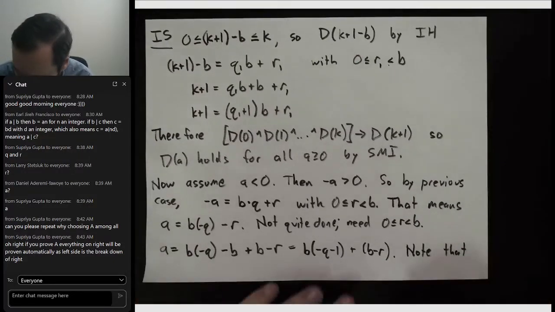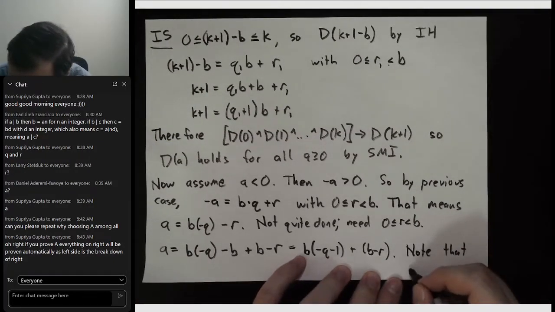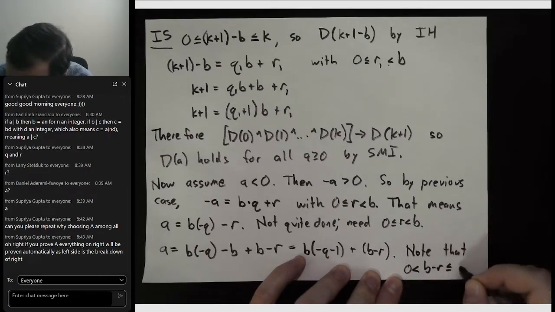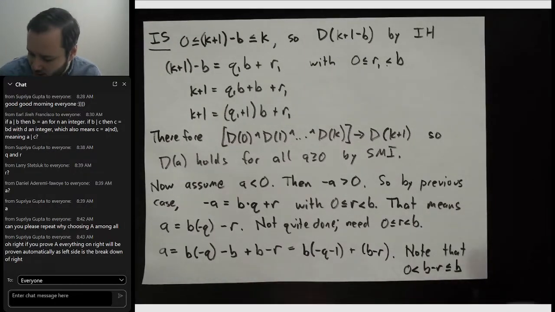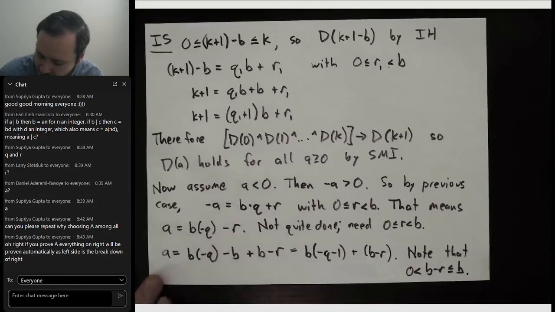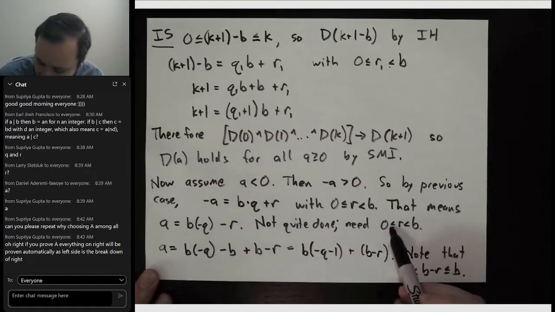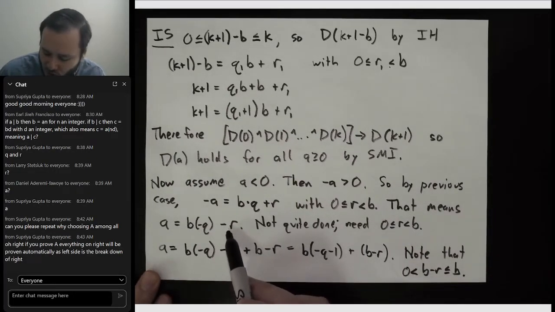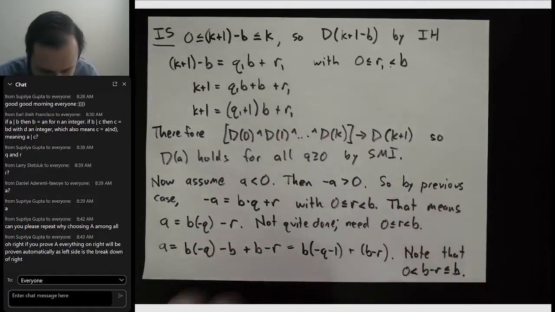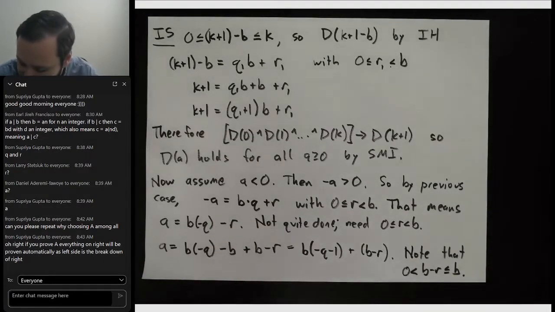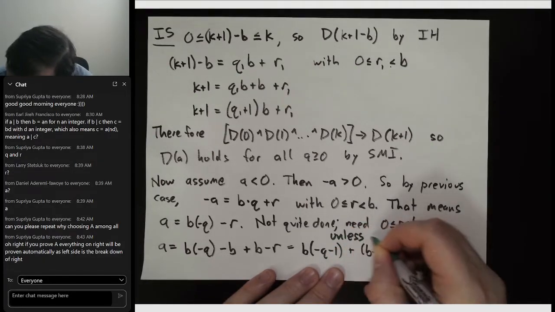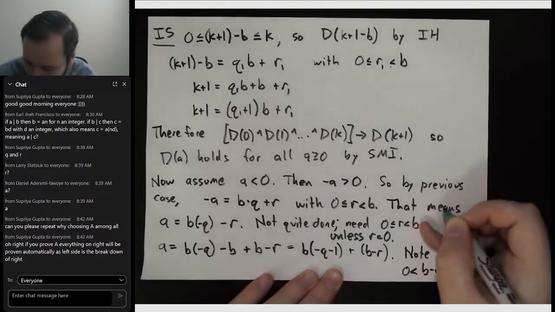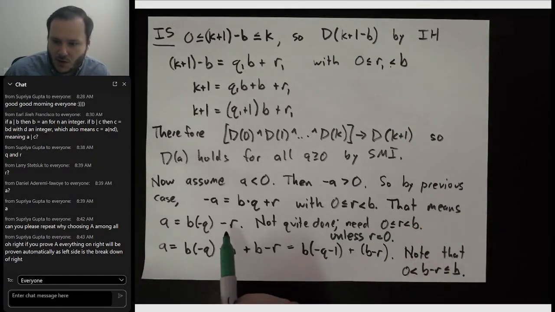Note that 0 is less than b minus r is less than or equal to b. So I was a little bit sloppy here. If r was equal to 0, then we actually are done. So not quite done unless b equals 0, or unless r equals 0. If r was equal to 0, then we're all good here.